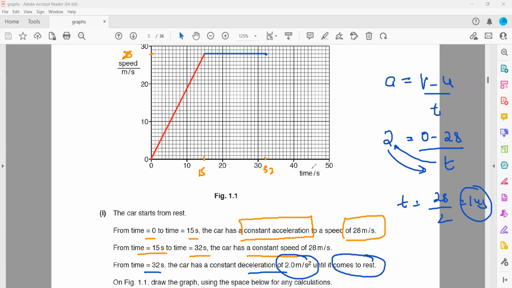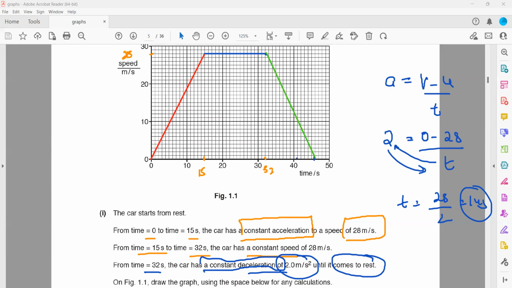So once it starts to decelerate from 32, how much time will it take to stop? It will take 14 seconds to stop. So from 32, if we add 14 seconds, that will be equal to 46. So 41, 2, 3, 4, 5, and 6. This is 46. And it will have a constant deceleration. When there's a constant acceleration or deceleration in a speed-time graph, it must be a straight line. So we'll draw a straight line until 46 seconds.